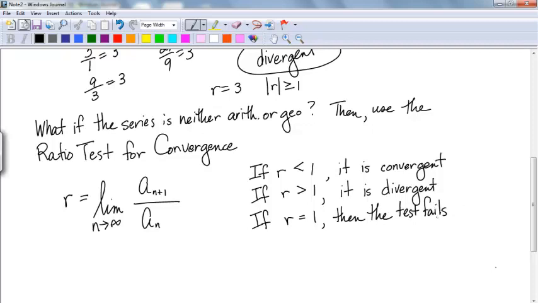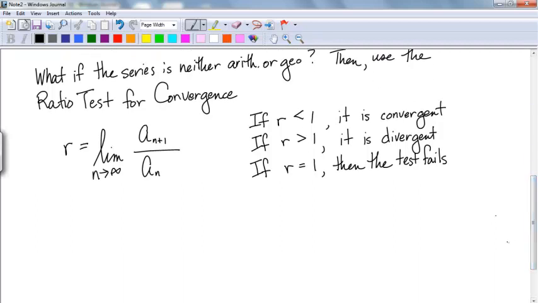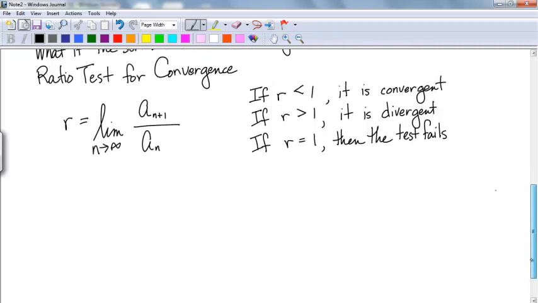Okay, and then you have to try something else, and we'll go to that in a minute. Okay? So, let's look at an example. On this one, they actually tell you to use the ratio test, but they may not tell you. And if they don't tell you, you got to go in order: arithmetic, geometric, then the ratio test. Use the ratio test.